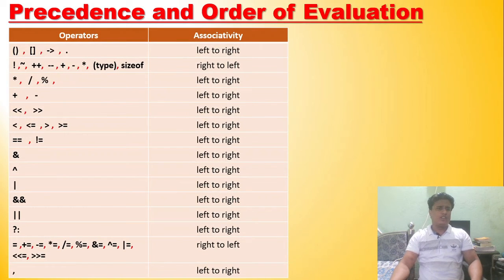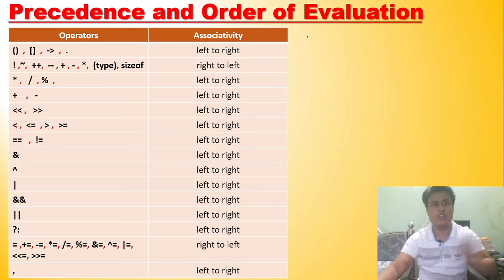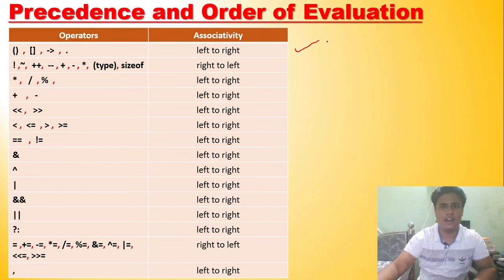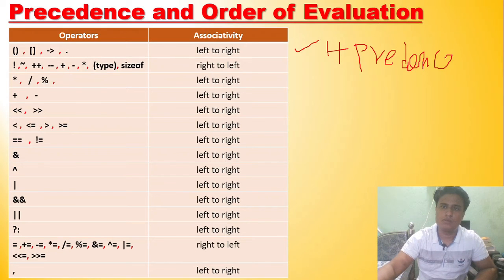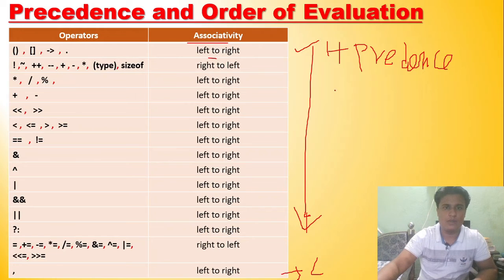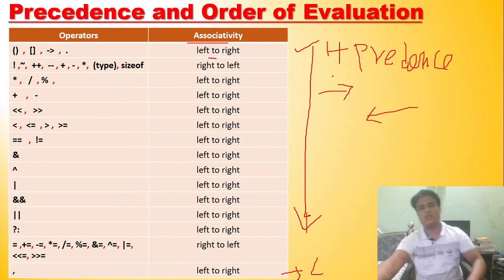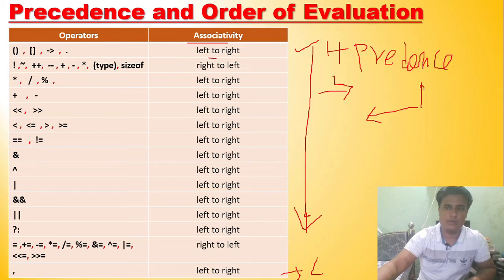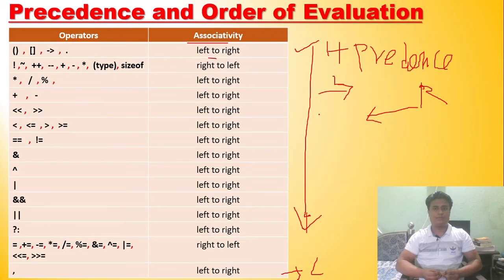See the table. It is numbered according to precedence order. This is the highest precedence, and in this order it is lowered like this, and this one is the lowest. This is the associativity I explained, left to right. Either we can go through the expression this way or this way, left one and right one. Hope you get this.